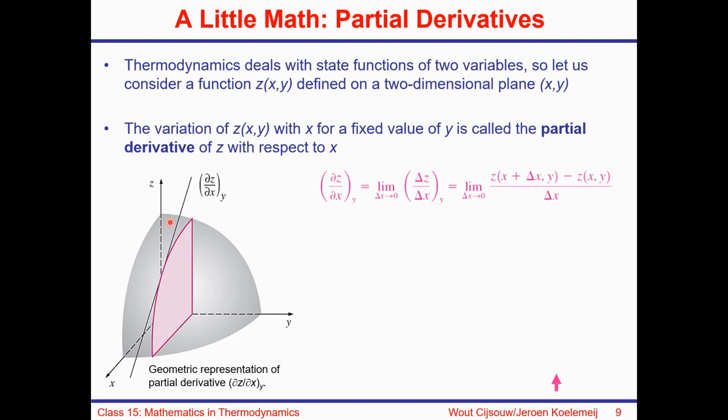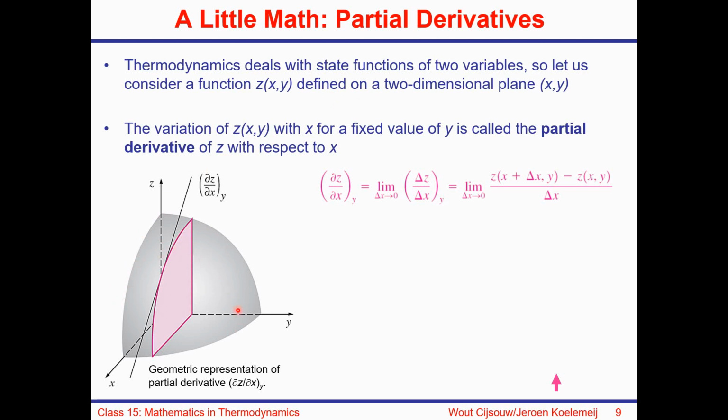Now we can look at the variation of z with the variable x while keeping the value of y fixed. And this variation in this case is what's called the partial derivative of z with respect to the variable x. And it's shown here in this graph. So the function z is assumed to be a surface of a sphere.